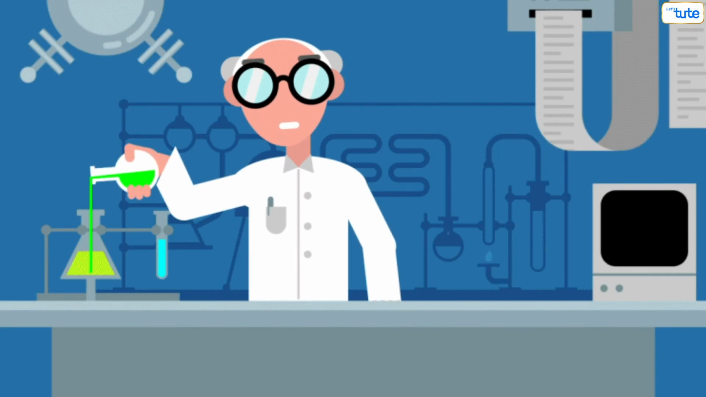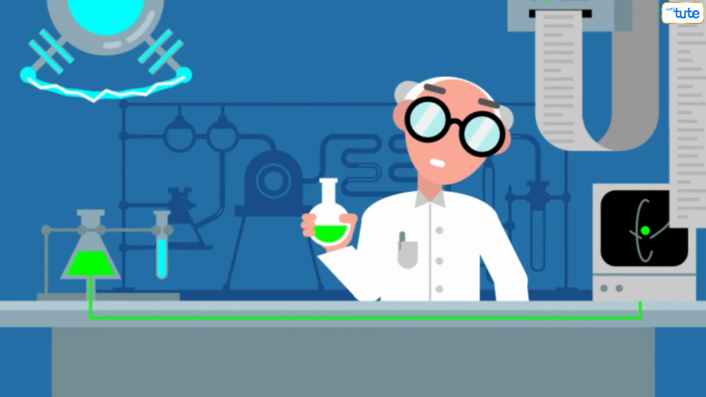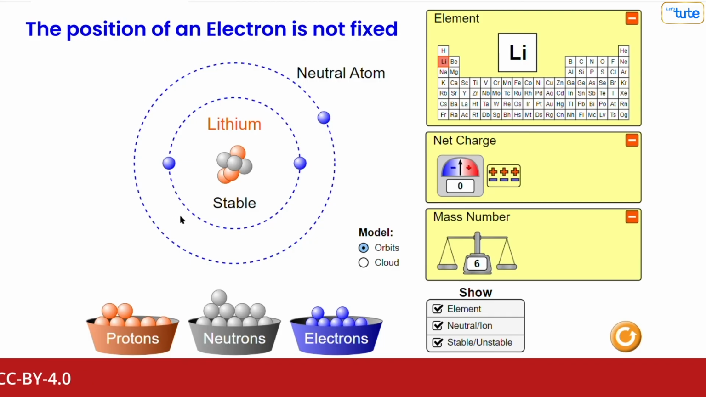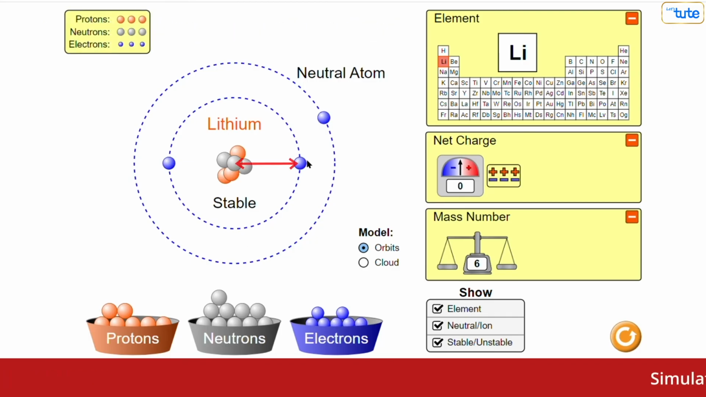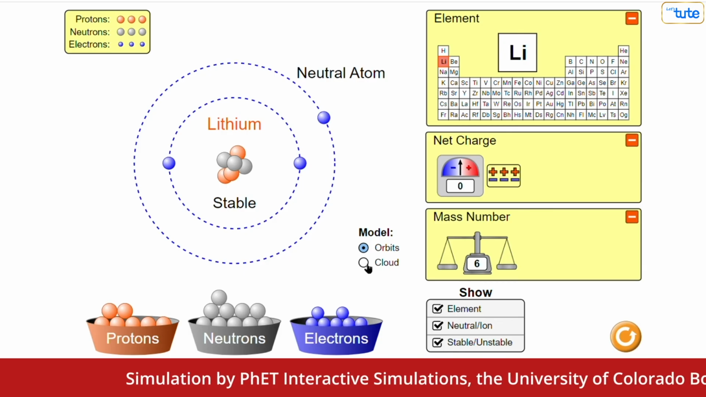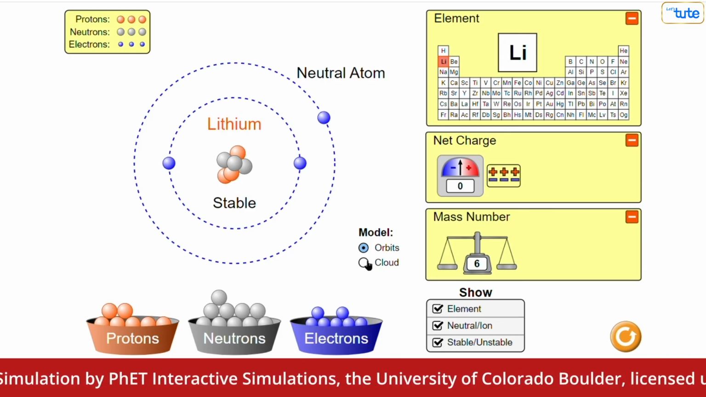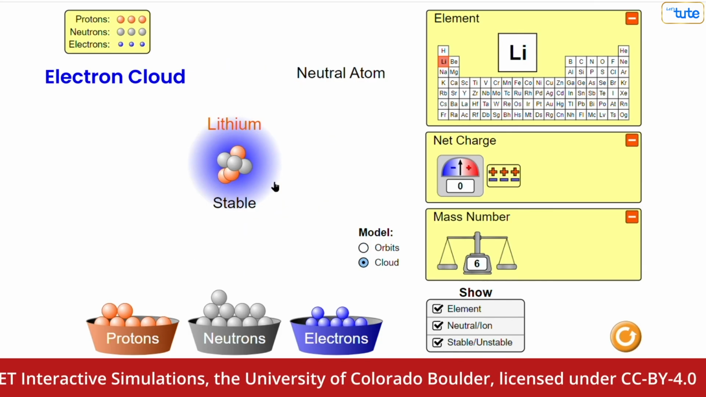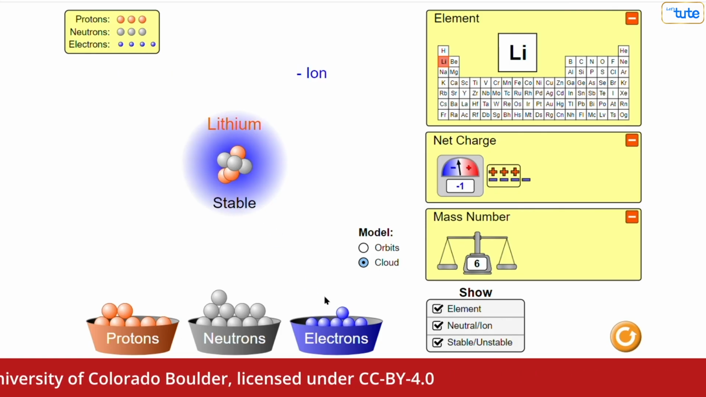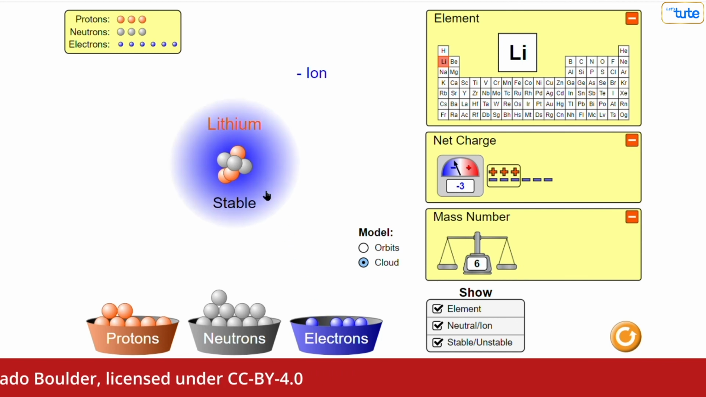Scientists discovered that the electrons are uncertain, which means the position of an electron is not fixed. It is difficult to identify the distance of each electron from the nucleus. So, scientists found some areas where the electrons may be present around the nucleus. This area is called the Electron Cloud. If we increase the number of electrons in an atom, the area of the cloud will also increase.